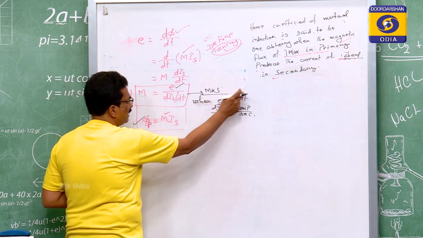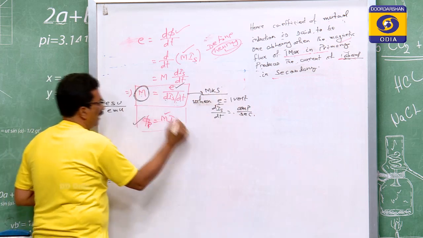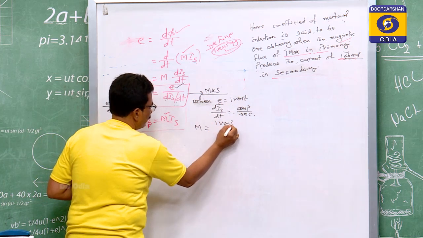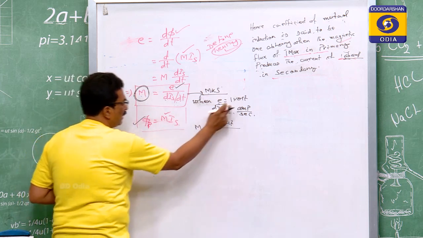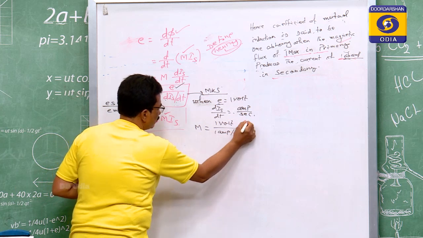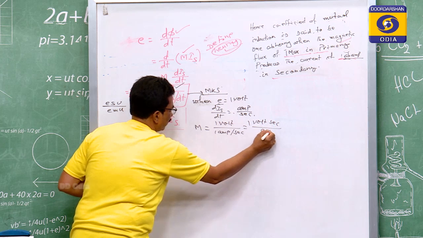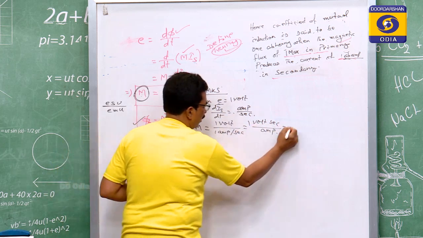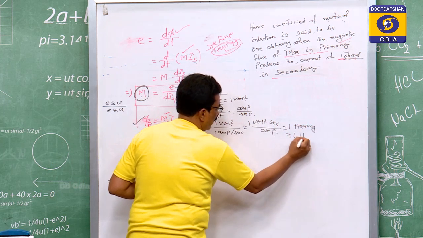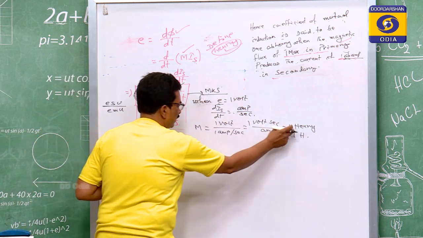So, when E is equal to this, we are interested to know the value of M. So, M is equal to E, which is 1 volt, by dI by dt, which means 1 ampere by second. So, this is equal to 1 volt second by ampere. This is also 1 Henry, that is equal to 1 capital H you will write. So, the mutual induction is 1 Henry.